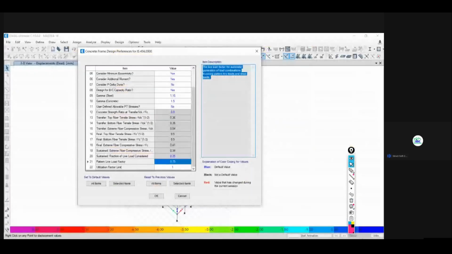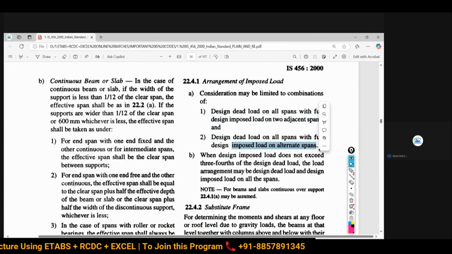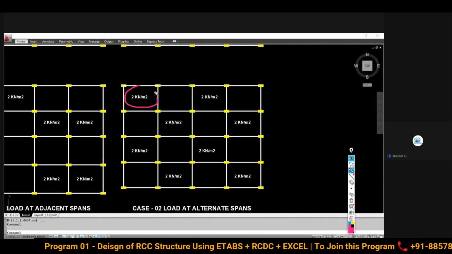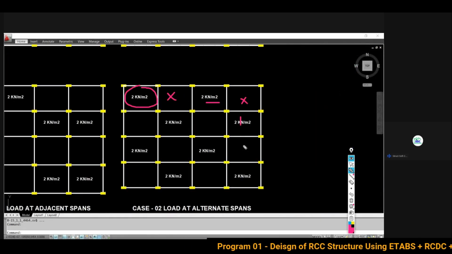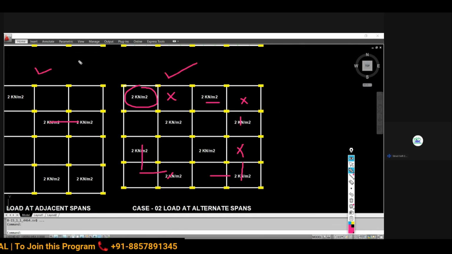Second, design dead load on all spans, no question for the dead load, with full design imposed load on all alternate spans. Have a look at this second option. Here I consider live load, then skip this, then live load, then skip this, and so on. Alternate spans instead of adjacent ones. This is the pattern. How to do this calculation is a different thing.